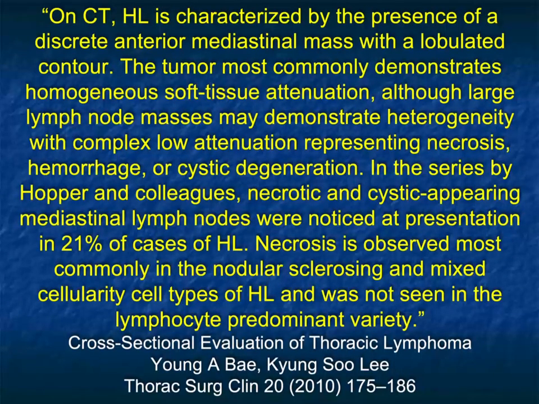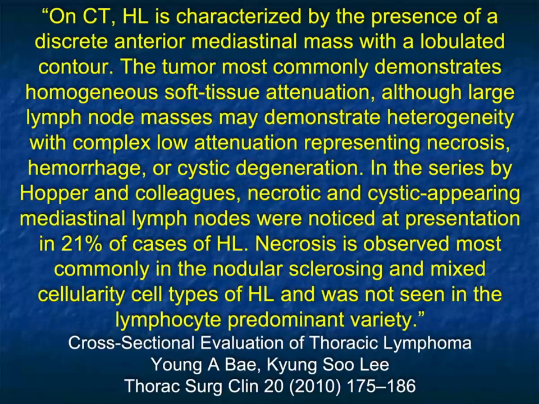Of course, once you're treated with radiation or chemo, cystic changes in lymph nodes are more common. We also mentioned that lymphoma rarely calcifies. When lymphoma calcifies, it's usually after therapy, typically radiation therapy. But necrosis of nodes can occur, and it can occur in about 21% of Hodgkin's lymphoma. When they're cystic, they can look like infection.